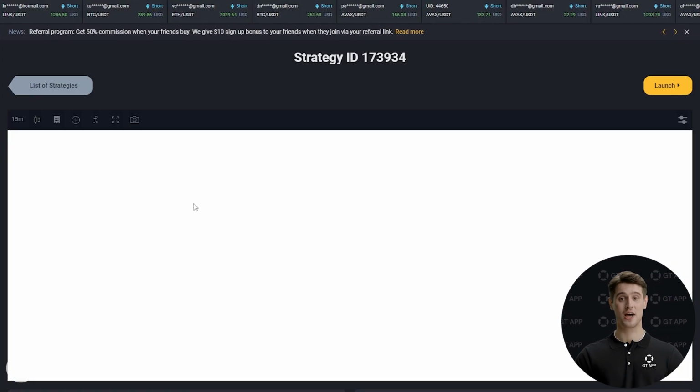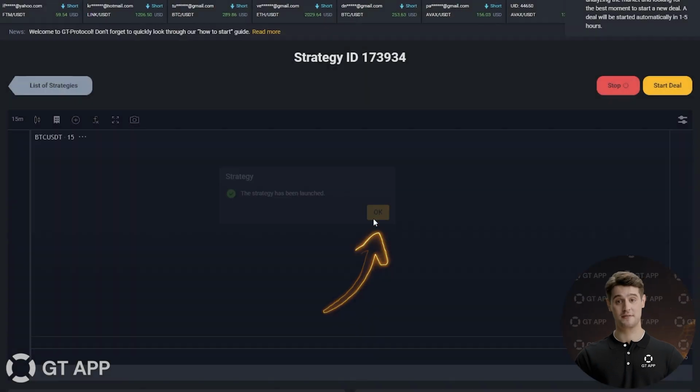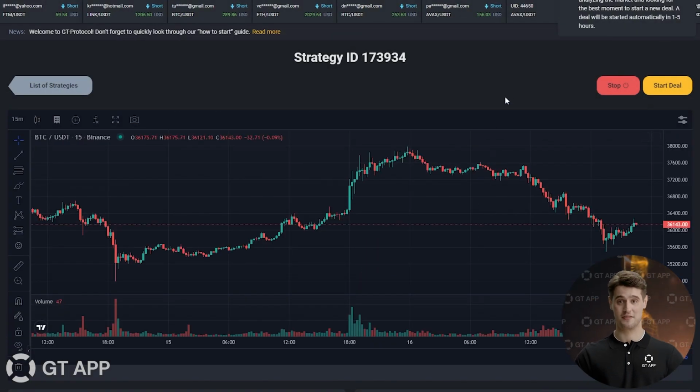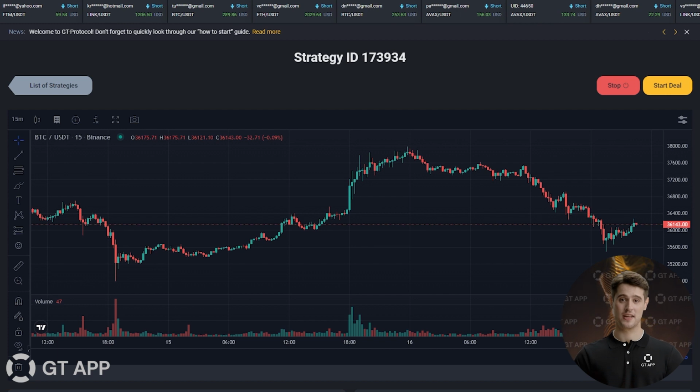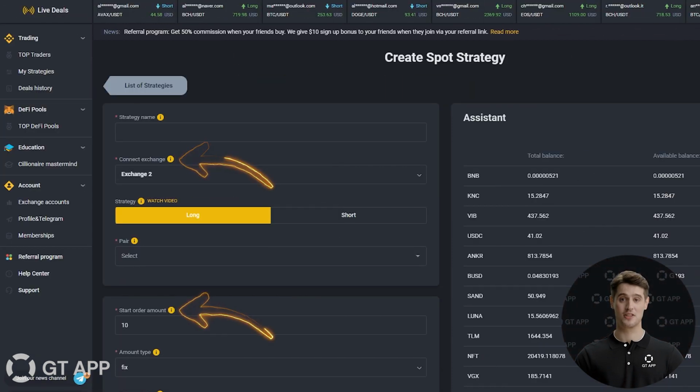You can edit your strategy even when a trade is in progress. However, the new settings will take effect only after the current trade is completed. Once again, I want to remind you that there is a tooltip or video tutorial available next to each parameter. Be sure to familiarize yourself with each one.